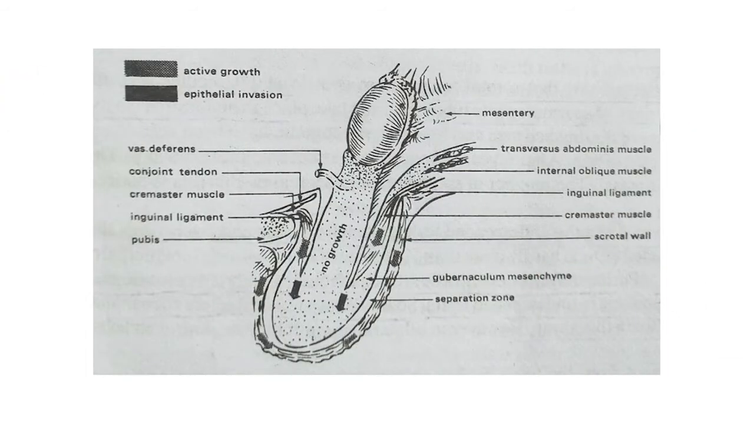Now this next image diagram showing the human gubernacular apparatus and the testicular descent. There is clear-cut anatomy showing the conjoint tendon, cremaster muscles and inguinal ligament, the pubic symphysis, the mesentery, transversus abdominis muscles, internal oblique muscles, inguinal ligament, cremaster muscles and the scrotal wall, gubernaculum, mesenchyme and separation zone clearly seen in this image.